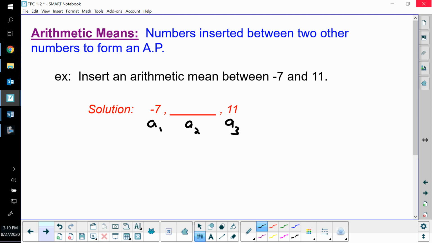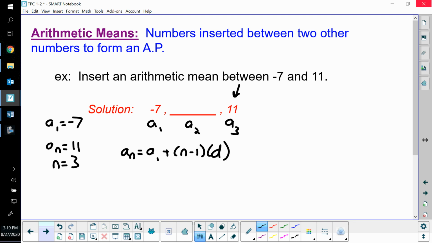Now labeling it like that, from our formula, the things we know: our A1 is negative 7. Looking at our last term, its value, AN, is 11, and our n value must be 3. So filling into our arithmetic sequence formula, that would give us 11 equals negative 7 plus 3 minus 1 times d. So we don't know d, but if we can figure it out, that'll tell us what we add each time, and then could allow us to identify what goes in the blank.